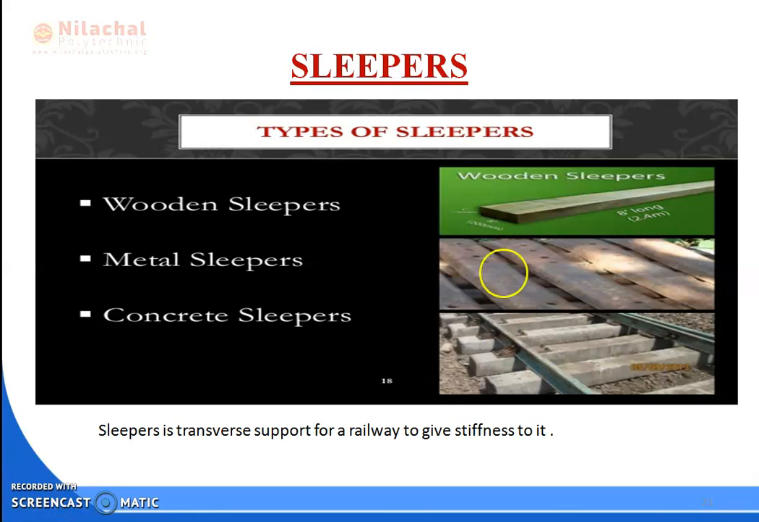Okay, so the size of the wooden sleeper according to your gauges: according to broad gauge, it will be 2.74 meter by 25 centimeter by 13 centimeter. According to your meter gauge, it will be 1.83 meter by 20 centimeter by 11 centimeter. And according to your narrow gauge, it will be 1.52 meter by 15 by 10 centimeter.